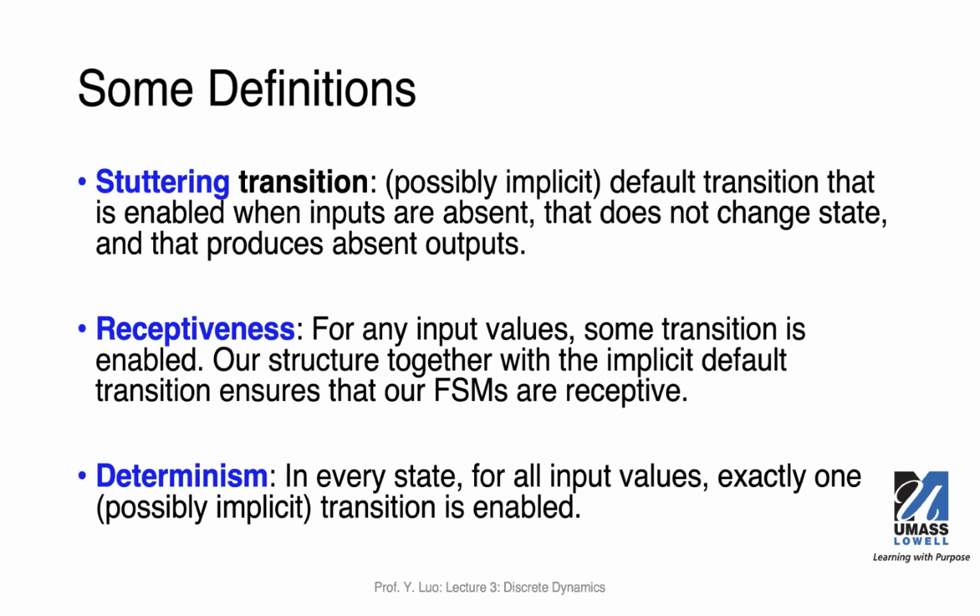Determinism. In every state, for all the input values, exactly one transition is enabled. So we have this many-to-one mapping. The reason I say many-to-one is it's possible that we take multiple input values, and they go to the same next state, but you will not see a one-to-many mapping, which means that for the same input value, you go to a different state or different states. That's the non-deterministic finite state machine we will see.